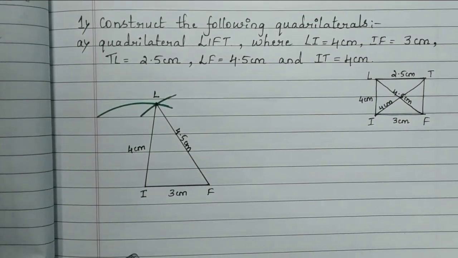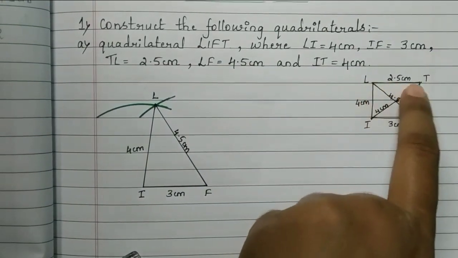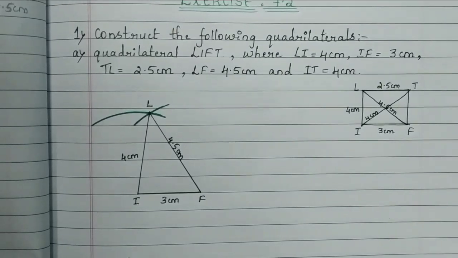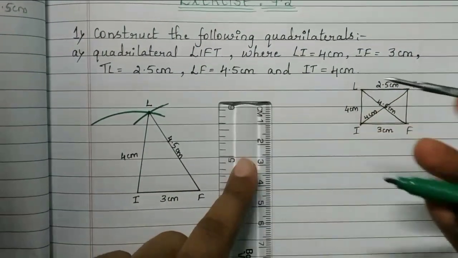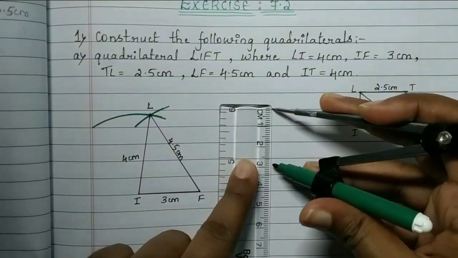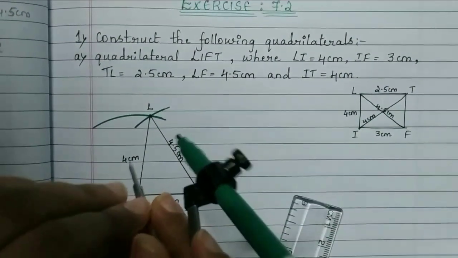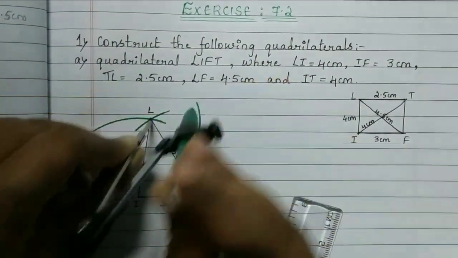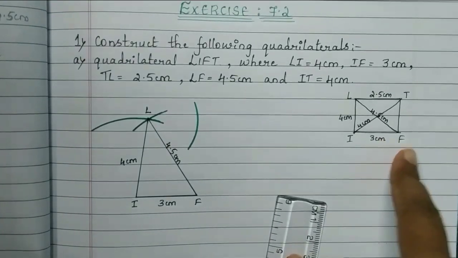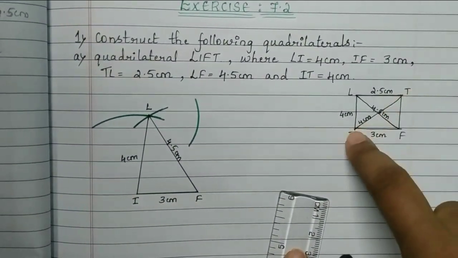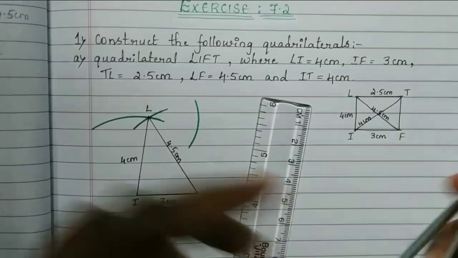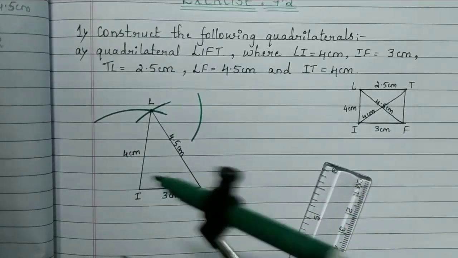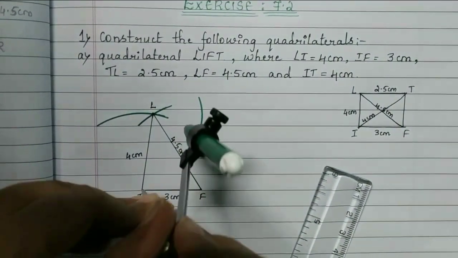Next we go to this part which is 2.5 cm, LT. We have to draw the point T now. We take a measurement of 2.5 cm and, keeping the compass at point L, cut an arc. Similarly we need IT, which is our 4 cm. Again we take an arc of 4 cm and, keeping at point I, cut an arc.